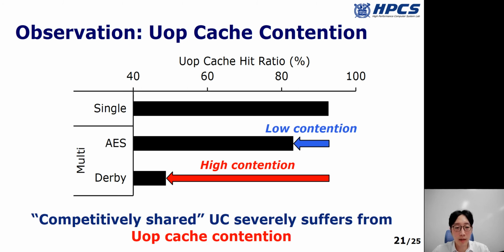In this case, we use two different applications for the concurrent execution. One is a non-contentious application, which has a small instruction working set size, and another is a contentious application, which has a large instruction working set size. As you can see, the microcache contentious application, for example Derby in this case, incurs significantly high microcache contention.